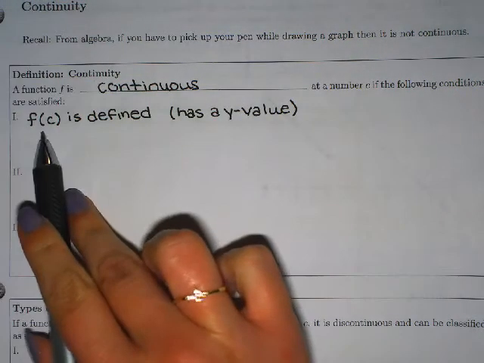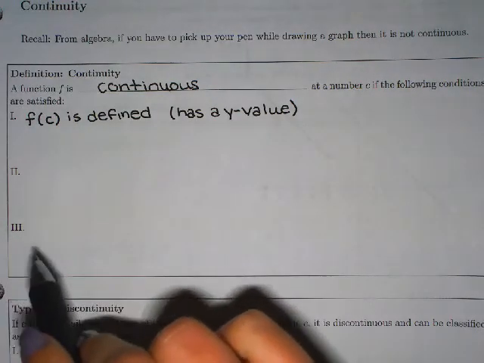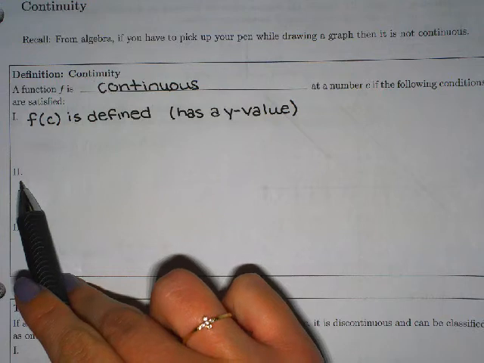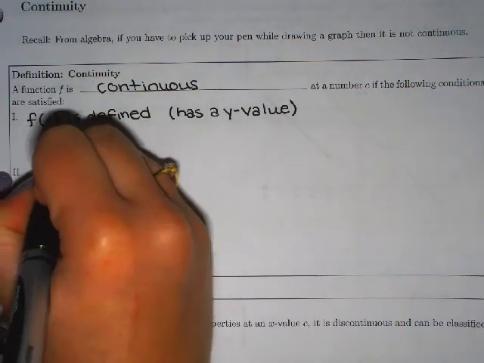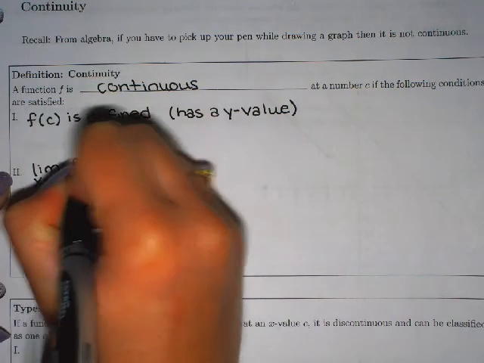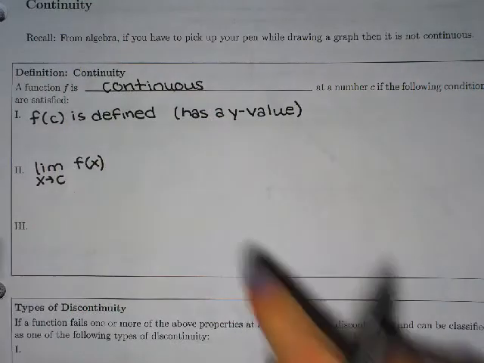Okay, so if you can plug it in, there's the first sign it's continuous. It doesn't make you divide by 0 or take the square root of a negative. You're good to go. So second thing that you would check to see if something's continuous is if it has a limit as x approaches c of f of x. That limit, in order for it to be continuous, has to exist.